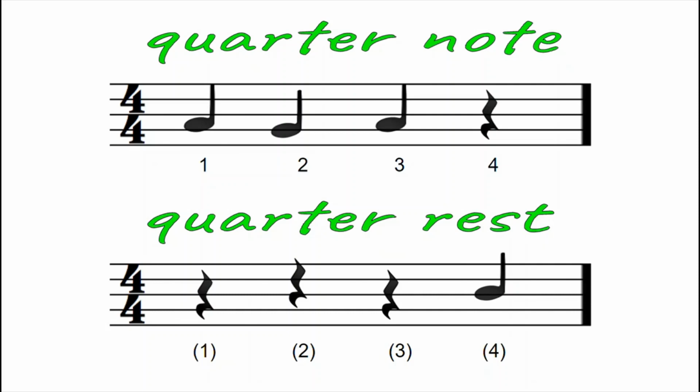Pag sinabi nating quarter note, there is 1 beat per symbol. Kaya mapapansin nyo, there is 1, 2, 3, and 4. Every symbol, there is a beat. Kasi, ang 1 quarter note has only 1 beat. Ang isang quarter note ay may isang beat lamang. So, every note, may counting siyang 1.